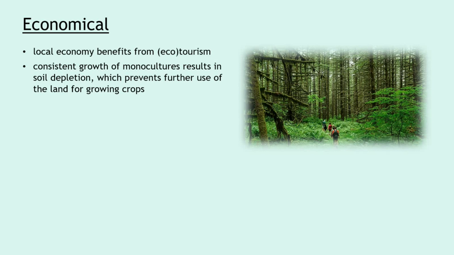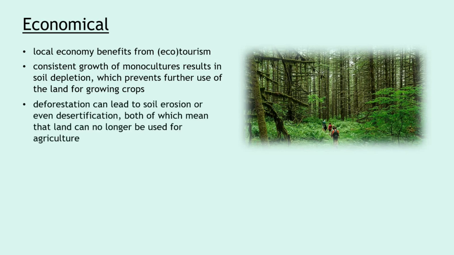If you can't grow crops, then that's a decrease in food production, and that negatively impacts the economy, particularly if a country relies a lot on agriculture. Deforestation can lead to soil erosion, or this word that we can use here, desertification. Again, very similar to soil depletion, this means that land can no longer be used for agriculture.